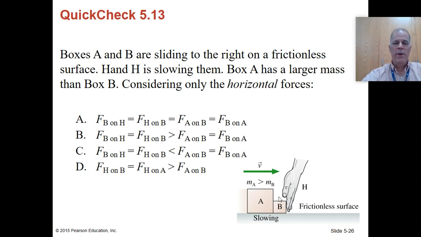Here's a hand slowing stuff down on a frictionless surface. Here's the answer right about now. There it is. Okay, and it's kind of the same idea as the last one, except that it's compressions, it's pushing rather than tension pulling. The B is being slowed down, so there has to be more force pushing on the front than pushing on the back. So there's a net backward force, which will decelerate the box. Here's the next one.